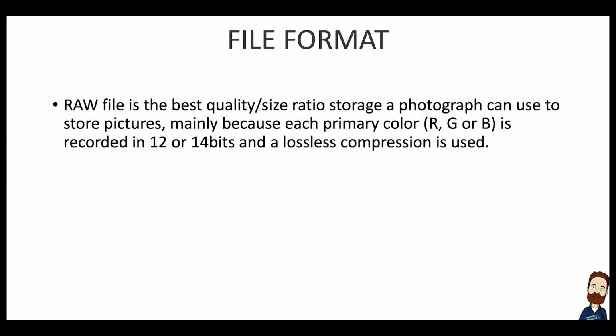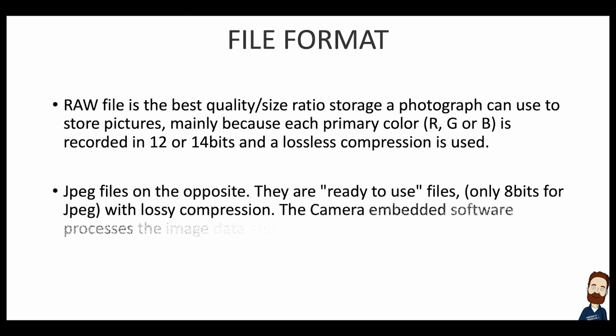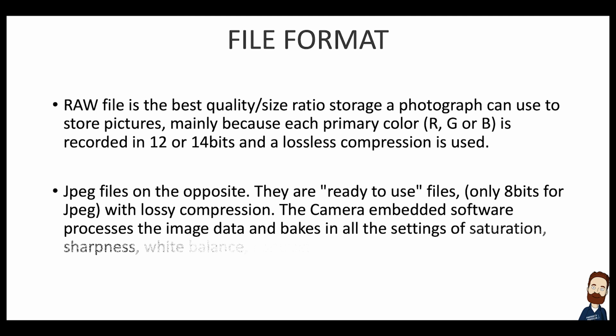So a RAW file is the best quality to size ratio storage a photographer can use to store pictures, mainly because each primary color, R, G or B, is recorded in 12 or 14 bits and a lossless compression is used. JPEG files are the opposite. They're ready to use files. They're only 8 bits for JPEG and they do use lossy compression, which means they throw away image data to make them smaller.